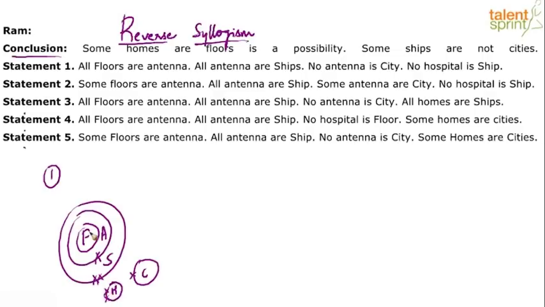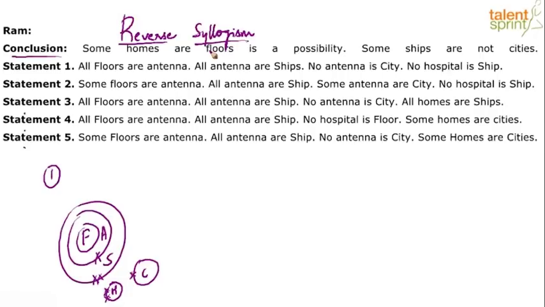You understand the basic diagram, right? All floors are antenna, all antenna are ships. No antenna is a city, so antenna and city will not overlap, and no hospital is a ship, so hospitals and ships will also not overlap. Cross marks indicate these circles will not touch each other. Now check whether the two conclusions follow the given diagram or not.